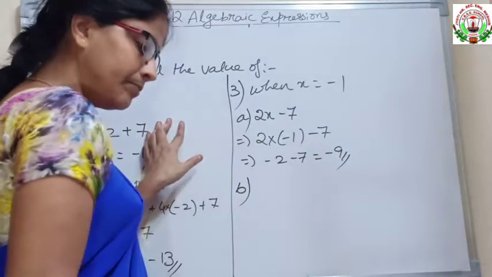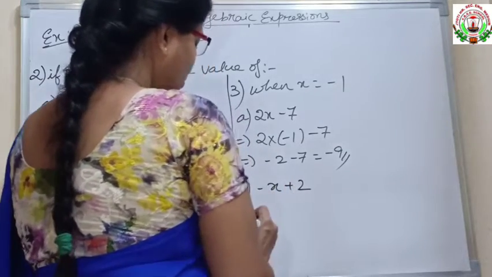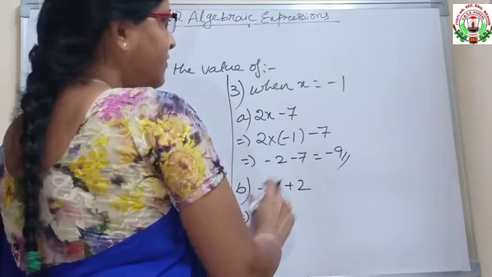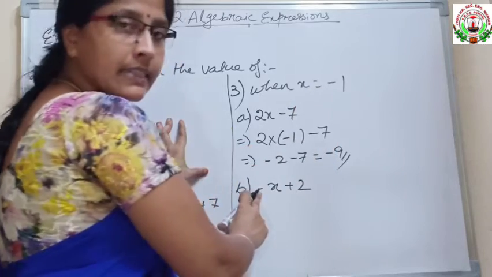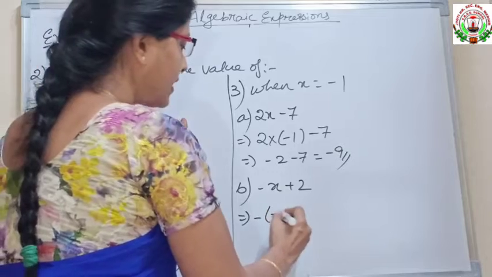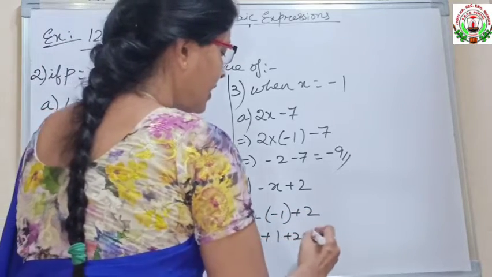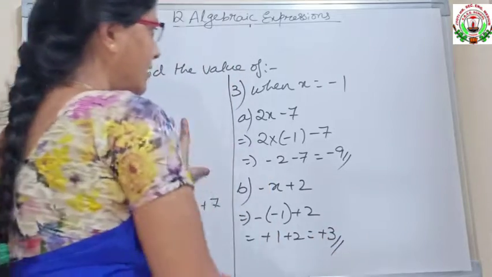Next, B part. Minus x plus 2. The x value is minus 1 and minus is given in the question before x. So minus of minus 1 plus 2. So minus into minus is plus 1, plus 2, it is plus 3 is your answer.